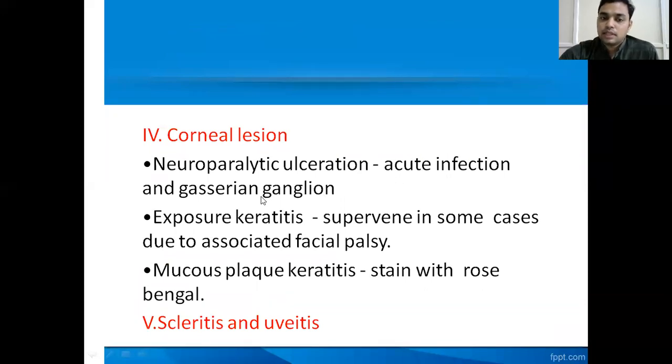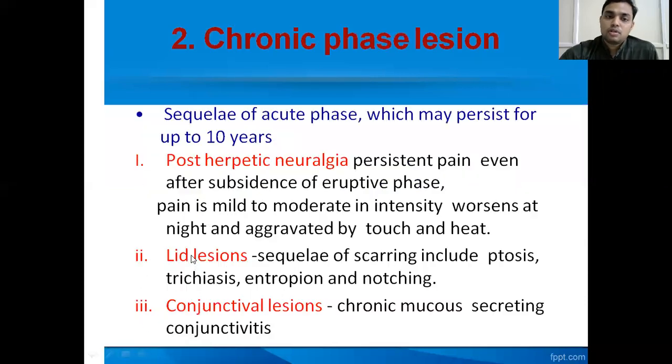So there is continuous exposure of the cornea to the outside environment that leads to exposure keratitis. It is associated with facial palsy, and we see mucus plaque keratitis. These mucus plaques are stained with rose Bengal stain. So these are the corneal lesions we see in the chronic phase of herpes zoster ophthalmicus. Same as in the acute phase, here also we see scleritis and uveitis. So this is about the chronic phase, which lasts for about 10 years.